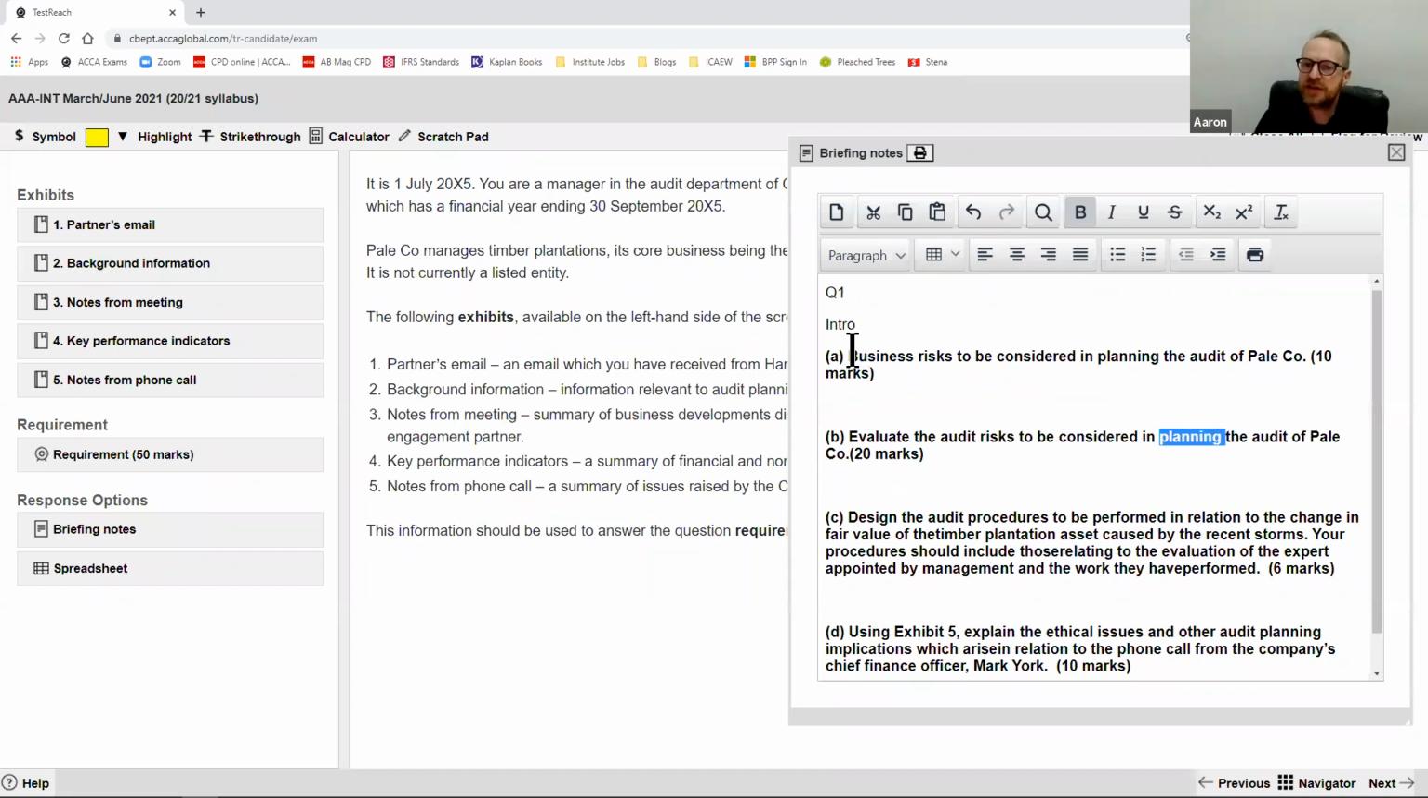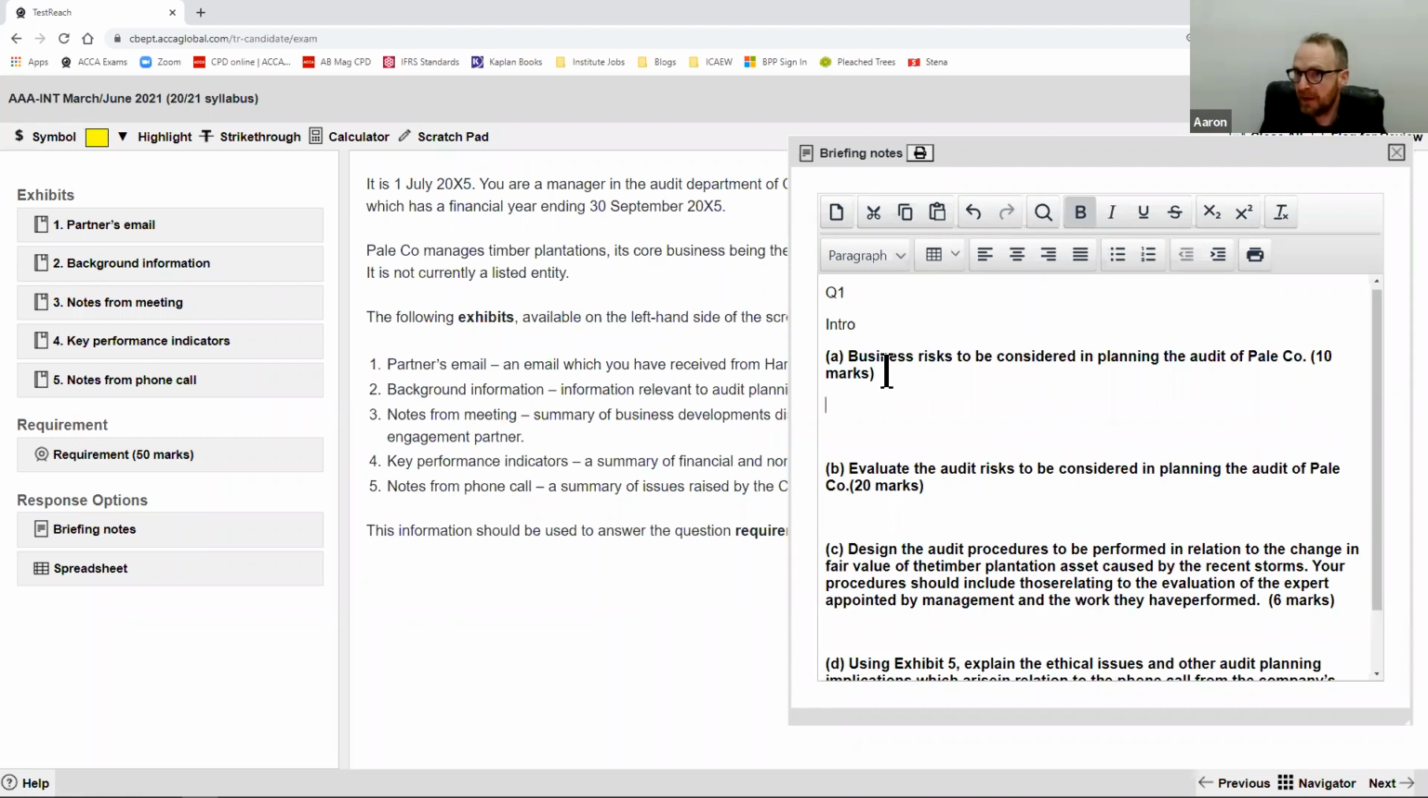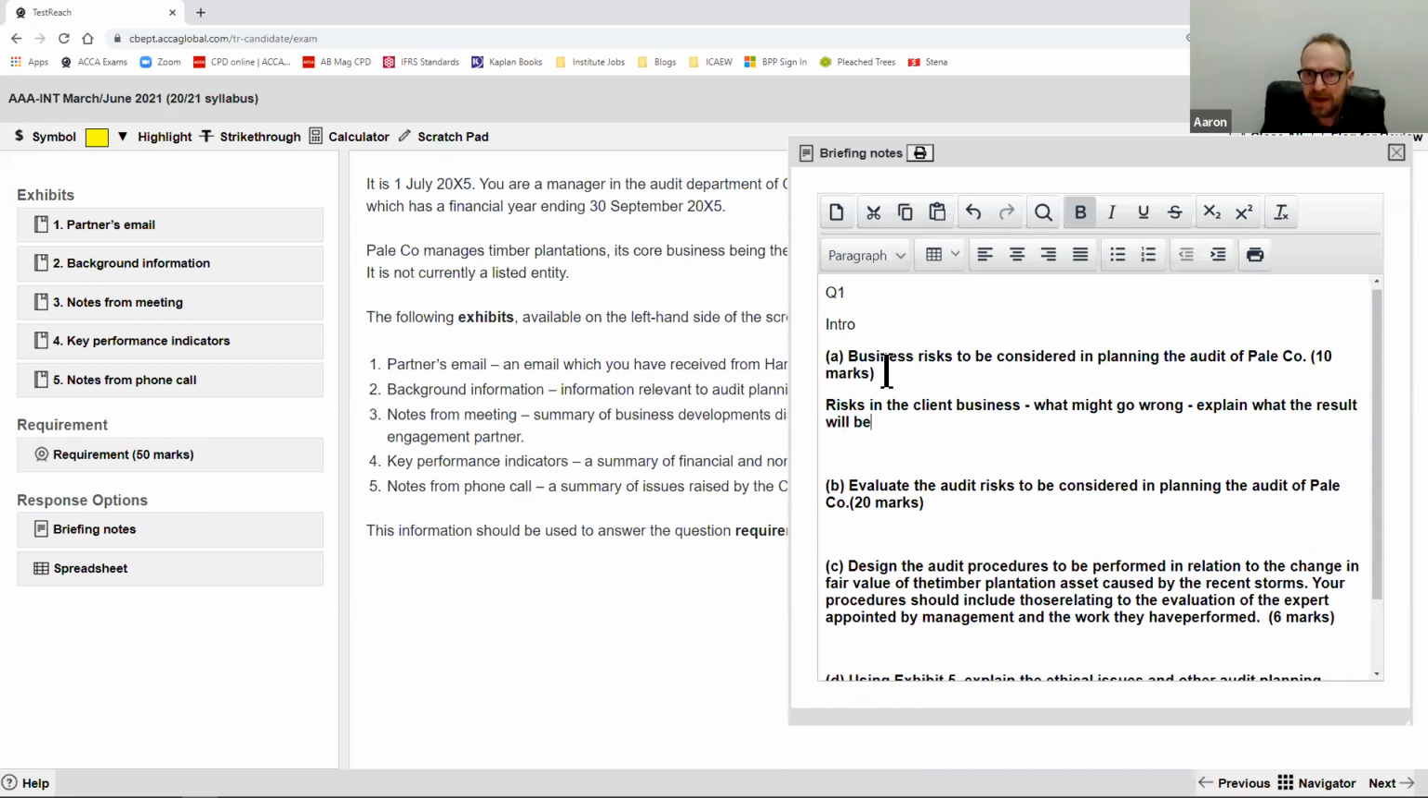So business risks. Business risks are much more general, okay? Remember, this is that top-down approach. It's taking a high-level look at the business and saying, right, what are the risks and how might they manifest? But it's much more general, okay? So I'm not saying you write this in the exam, but in fact you might, because if you know what you're looking for, it might be worth noting it down. So risks in the client business, okay? You're looking for what might go wrong. And crucially, you need to explain what the result will be. And if possible, relate it to a number. Okay, because you will get extra marks for that.